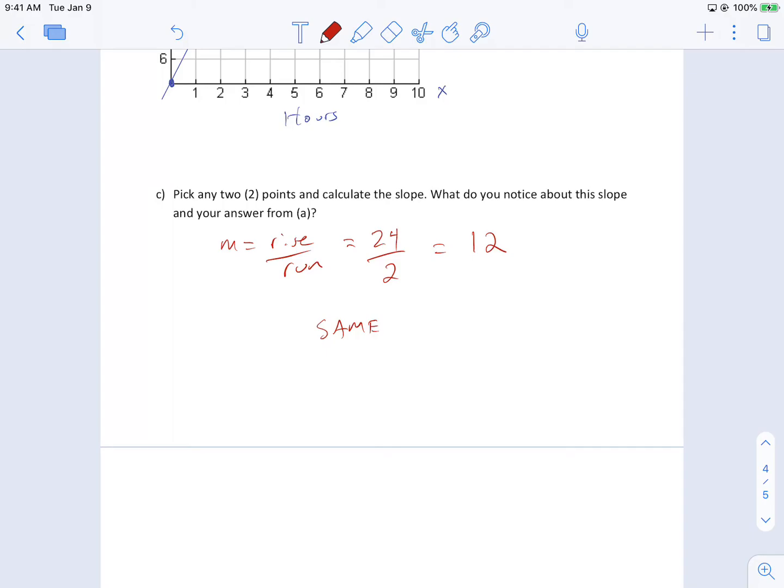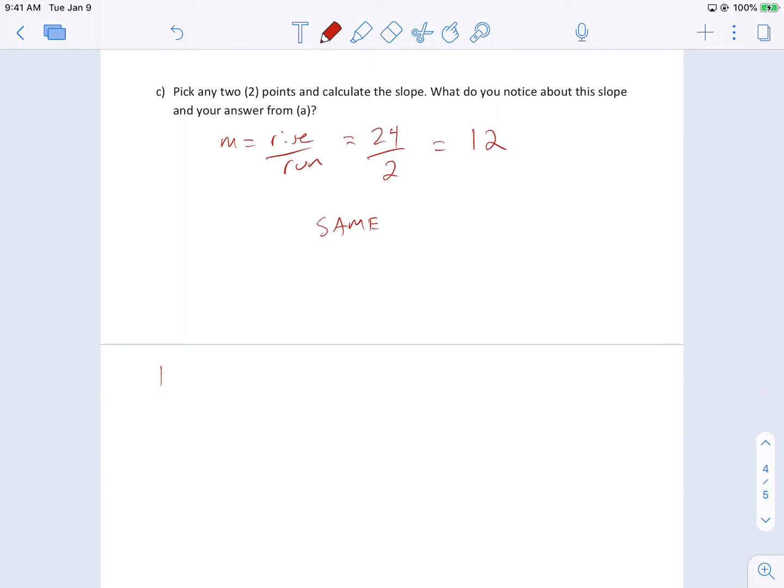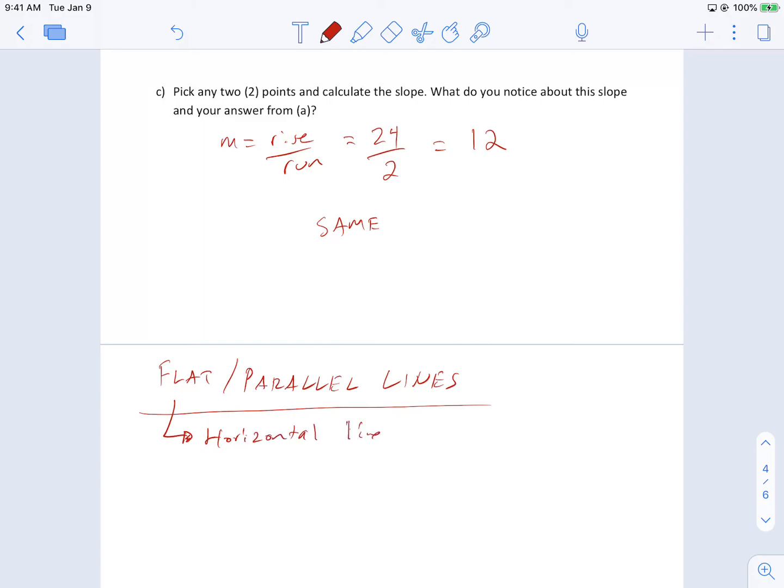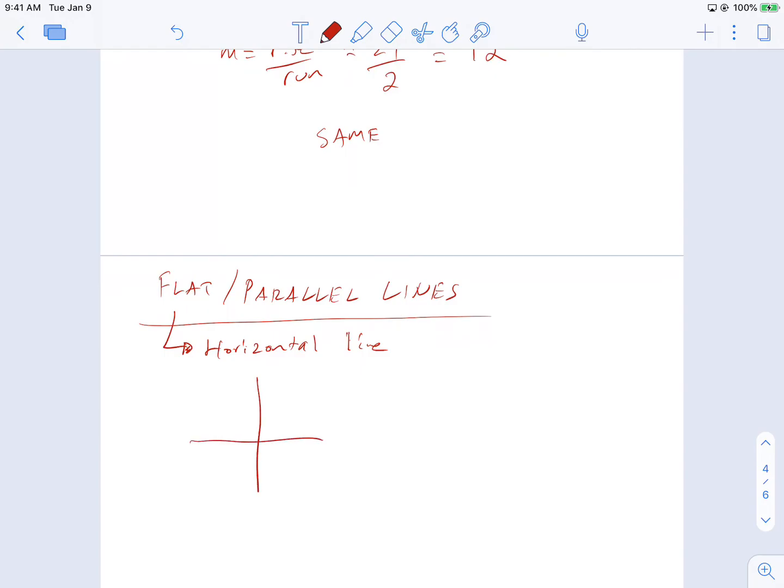Okay. Only other thing I want to talk about is taking a look at flat and parallel lines. Another way of saying flat is what we call a horizontal line. In a graph, if this is my graph here, the horizontal line might just look something like this. It's not a very fun line, but it's a very easy line to solve. This graph has a slope equal to 0.